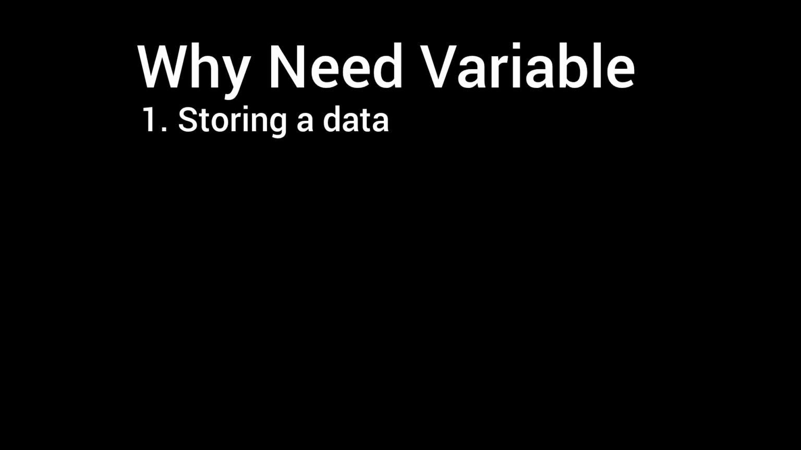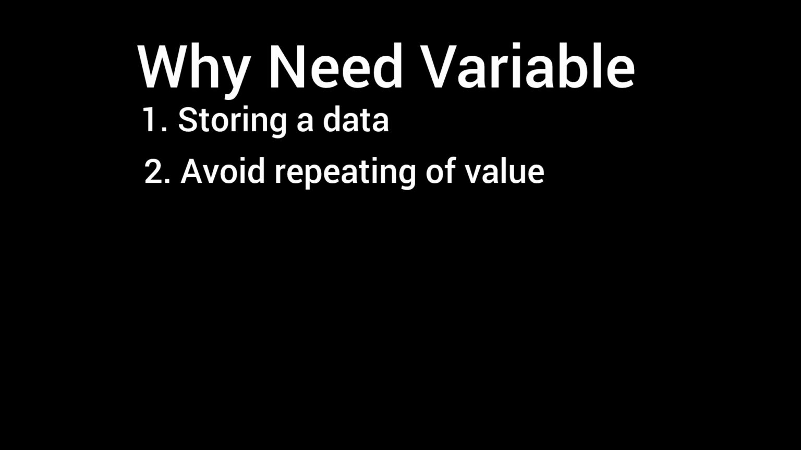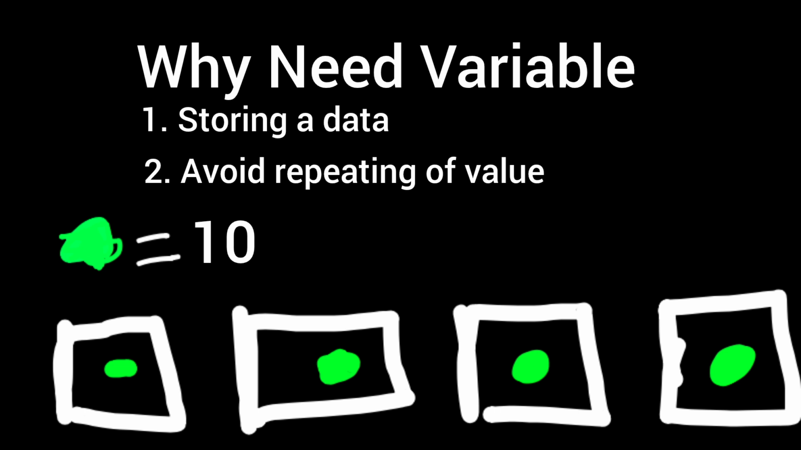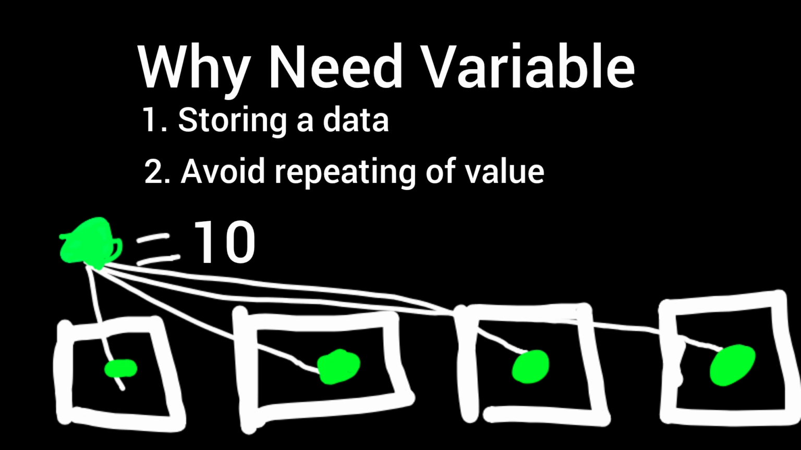So why do we need variables? A variable makes it easy for us to store data and then retrieve the data. Without a variable in our program, we cannot store data and later on retrieve it. It also makes repetition easy. If I have a lot of values, it makes it easy to change the value instead of going to each one by one and changing it. I can just change it from one point and all of them will be changed.